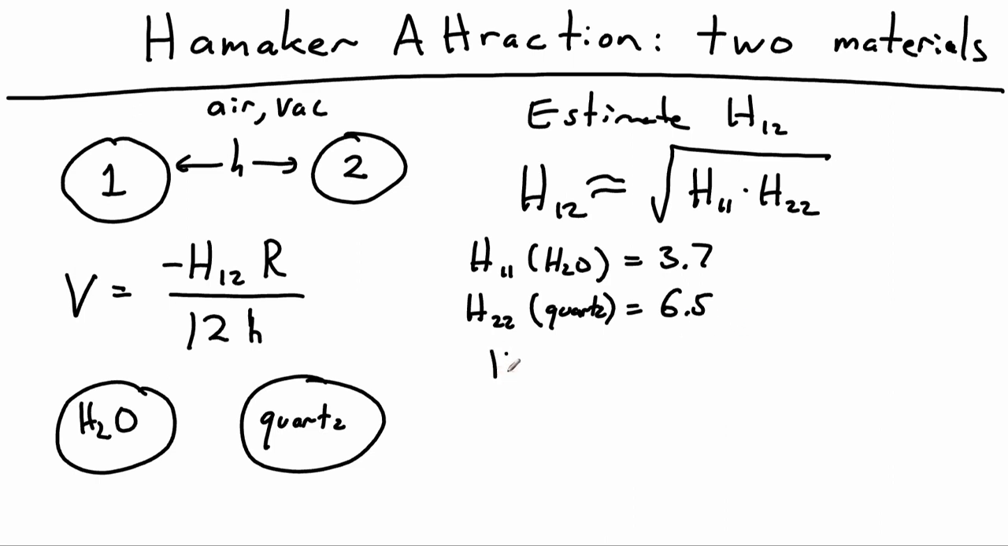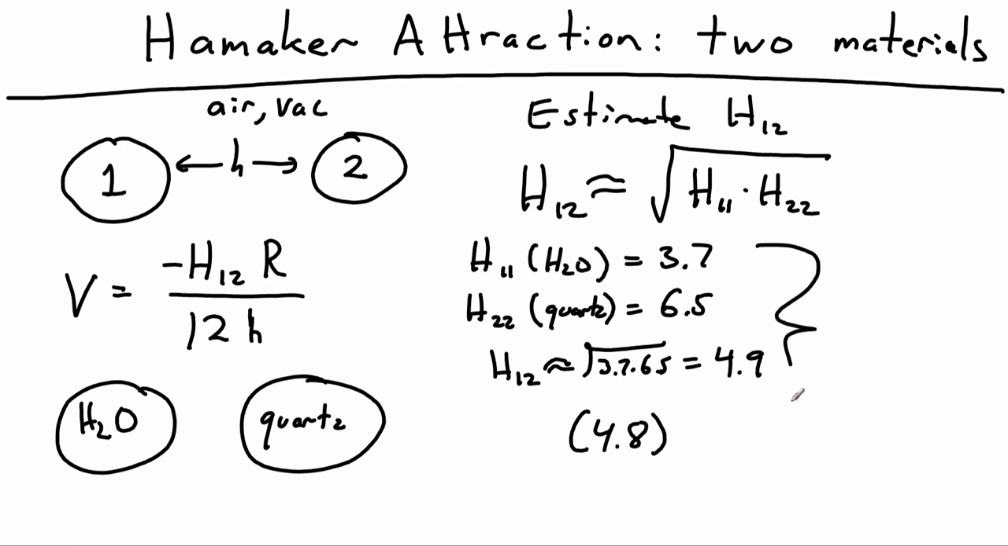And so H12 in this case should be approximately the square root of 3.7 times 6.5, and that comes to 4.9. And the measured value for glass and quartz is actually 4.8. So that's the experimental value. So you can see it's actually a pretty good estimate. And remember, on all of these, the units are 10 to the negative 20 joules.